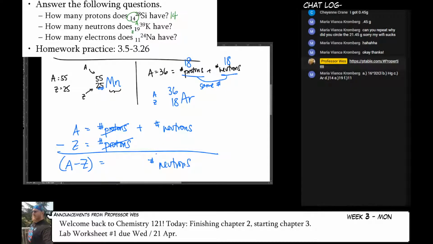So how many neutrons does potassium-39 have? Well, if it has 19 protons, and the total number of protons plus neutrons is 39, 39 minus 19 is 20, there must be 20 neutrons. And then for the last one, how many electrons does sodium-24 have? The number of electrons will always be equal to the number of protons in a neutral atom, so this is just 11.